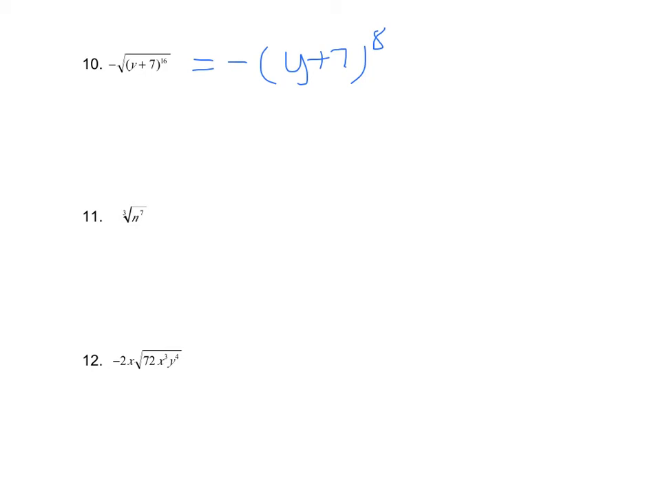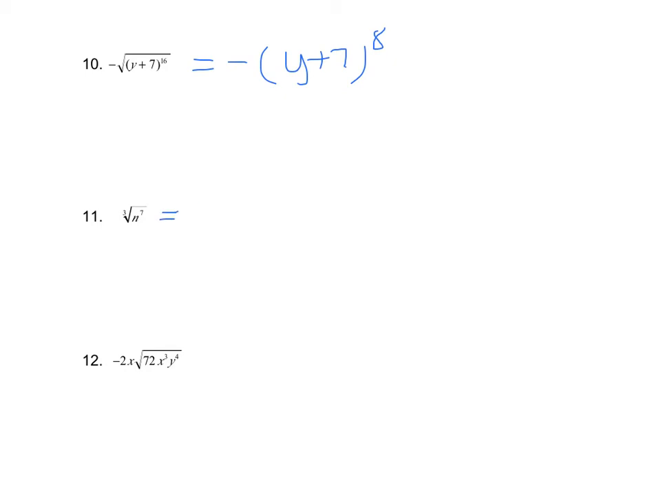Let's take a look at number 11. The cube root of n to the 7th. Well, n to the 7th is not a perfect cube root because there's not a number plus itself 3 times that'll give me 7. So this is how you do exponents when they're not perfect cube roots or square roots.